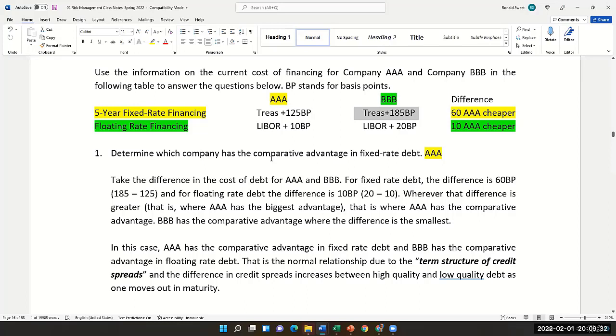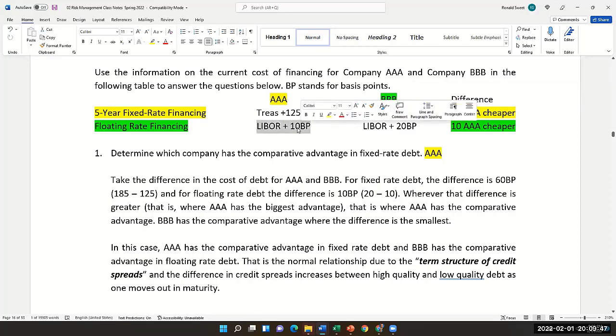But yeah, if y'all heard what Blake said, you can actually figure out this problem before you even start working it. The difference between 60 and 10 is 50, and I take that 50 and I just split it between the two firms. So 25 goes to AAA, 25 goes to BBB.